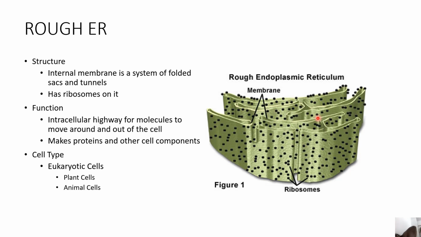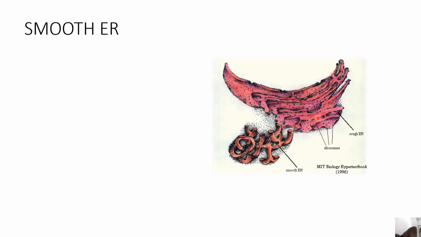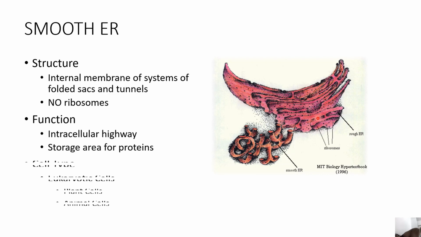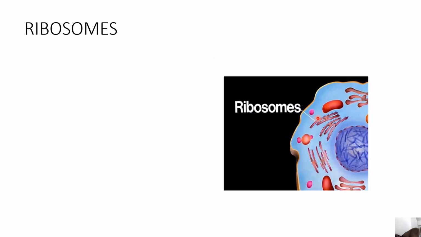Cell type can be both plants and animals in eukaryotes. For smooth ER, the structure is an internal membrane system of folded sacs and tunnels, with no ribosomes. The function is an intracellular highway and a storage area for proteins. Cell type can be both plant and animal cells.